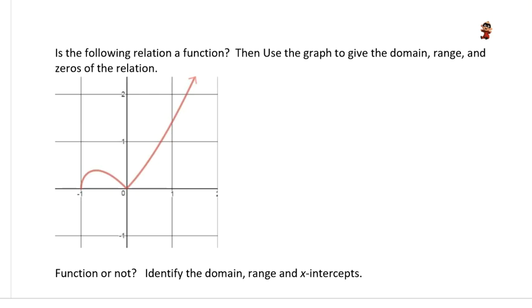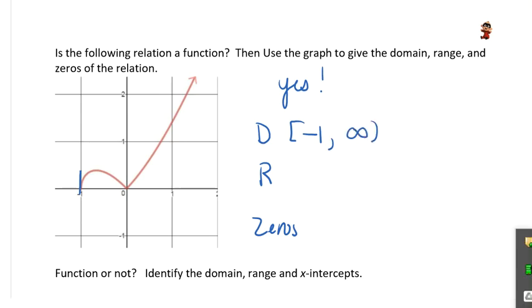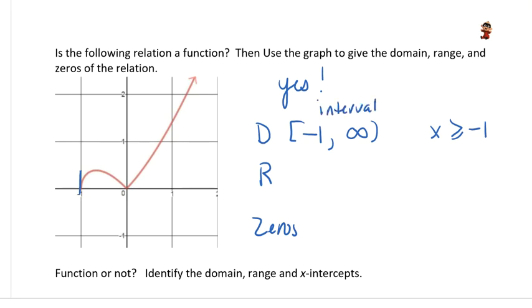So the next one, is the following relation a function? We check with the vertical line test. Yes, it's a function. Now we want the domain and the range and the zeros. So the domain starts here at -1, and it goes on forever. We can tell it goes on forever because of the arrows. So I'm going to go in interval notation, which means square bracket to include the -1, to infinity, and a rounded bracket there. You could also write it as x is greater than or equal to -1. So this first one is what's called interval notation, and this one is inequality notation.